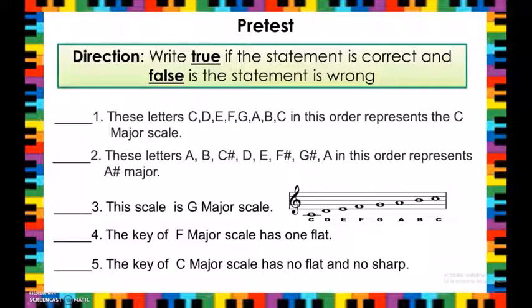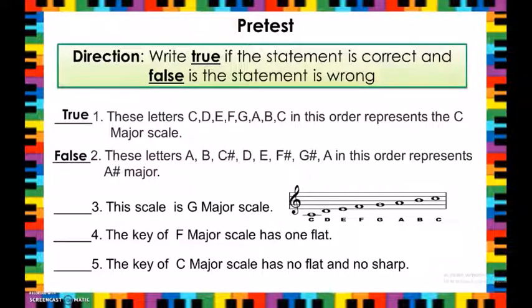Now let's check your paper. Be honest, check your own paper. Number 1. These letters C, D, E, F, G, A, B, C in this order represent the C major scale. Is it true or false? Yes, it is true. Number 2. These letters A, B, C sharp, D, E, F sharp, G sharp, A in this order represent A sharp major. Is it true or false? What is your answer? Yes, it is false.